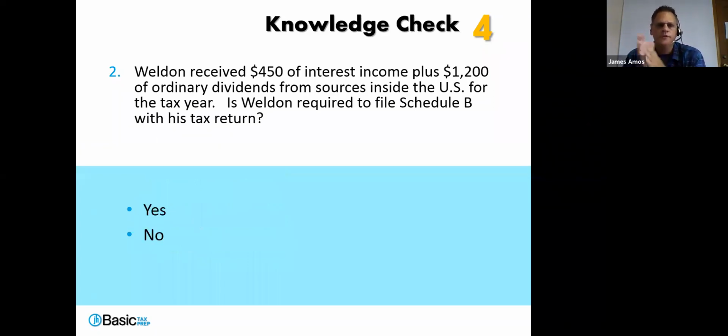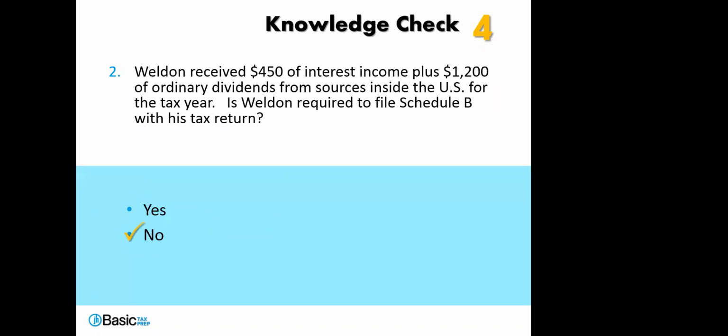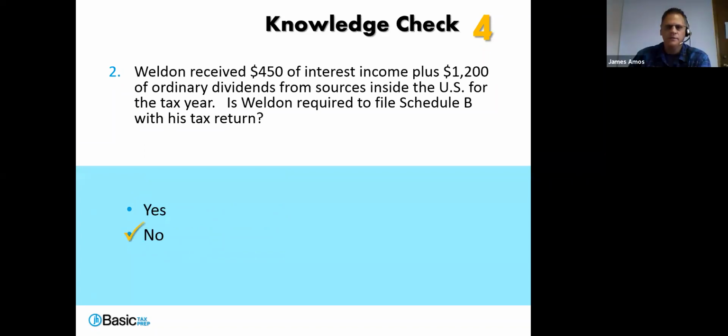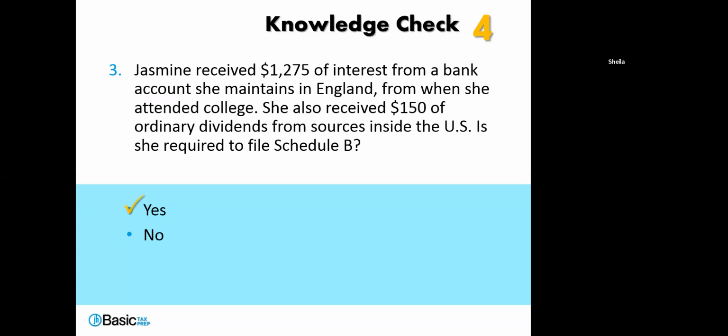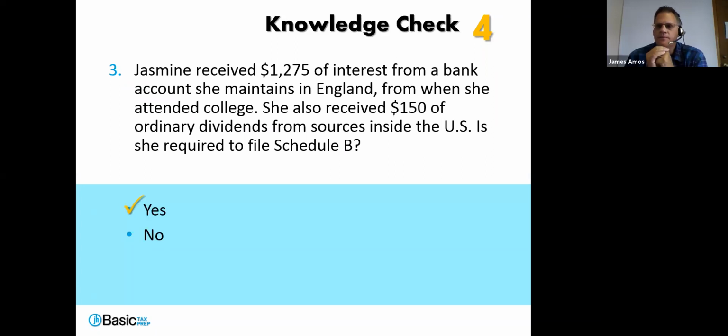Weldon received $450 of interest income plus $1,200 of ordinary dividends from sources inside the U.S. for the tax year. Is Weldon required to file a Schedule B? No. You guys are correct because it's under $1,500. Jasmine received $1,275 in interest from a bank account she maintains in England from when she attended college. She also received $150 of ordinary dividends from sources inside the U.S. Is she required to file a Schedule B? Yes. And why is that? Foreign income. Because of the foreign income. That's right.